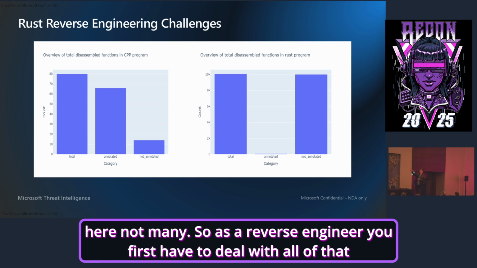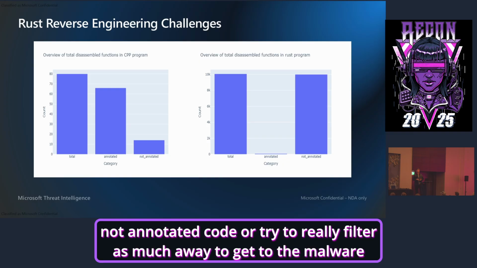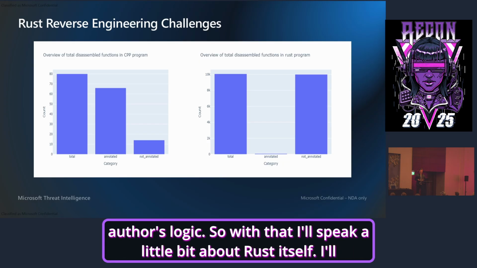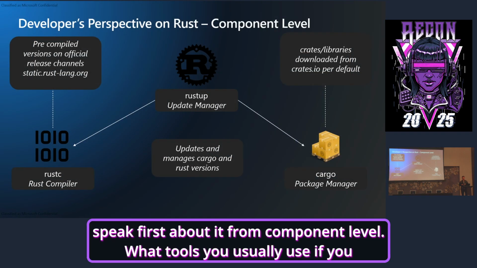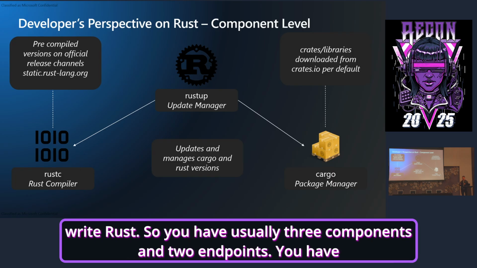So as a reverse engineer, you first have to deal with all of that not annotated code or try to really filter as much away to get to the malware author's logic, right? So with that, I'll speak a little bit about Rust itself. I'll speak first about it from component level, what tools you usually use if you write Rust.